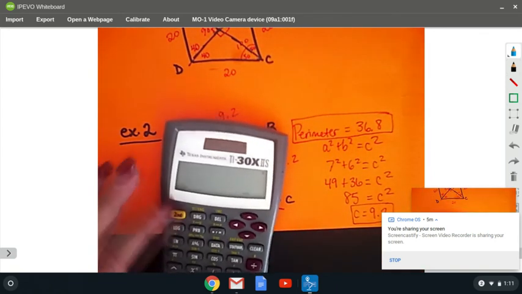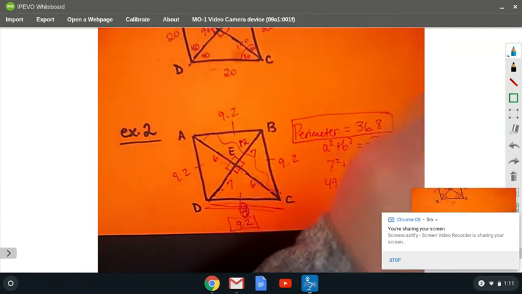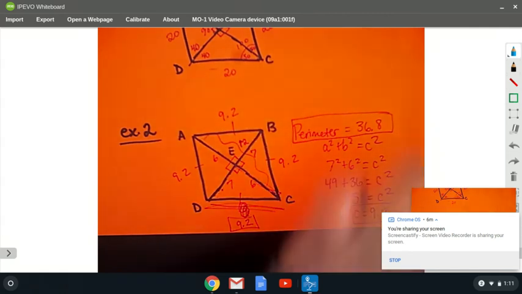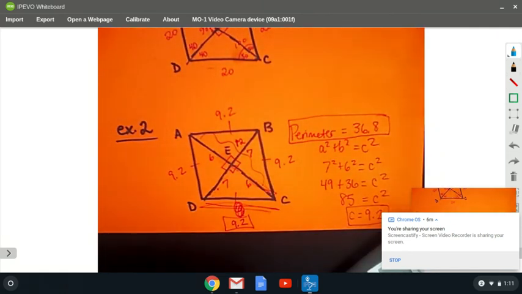So if you have a problem where they want you to find perimeter, most likely you're going to need to label your picture in order to find the missing side so you can use the Pythagorean theorem.